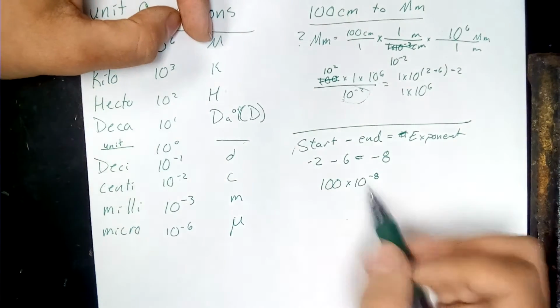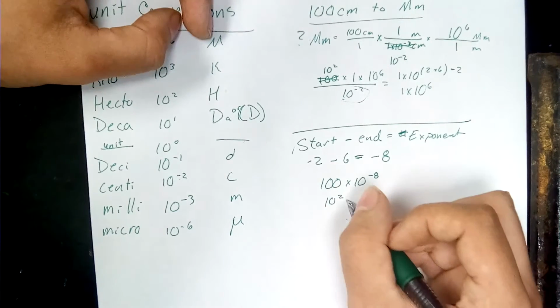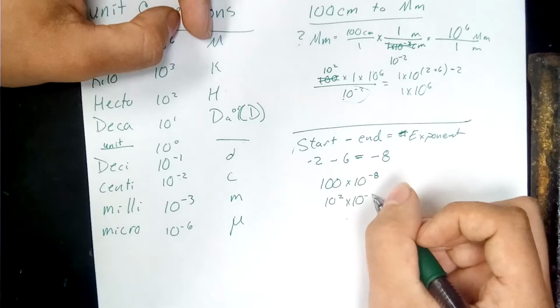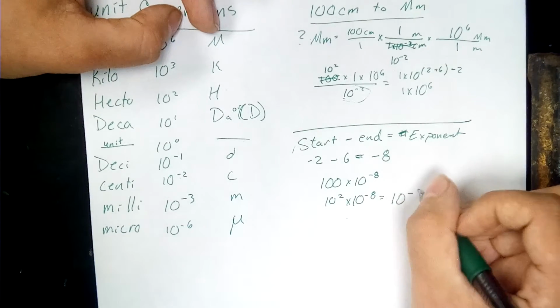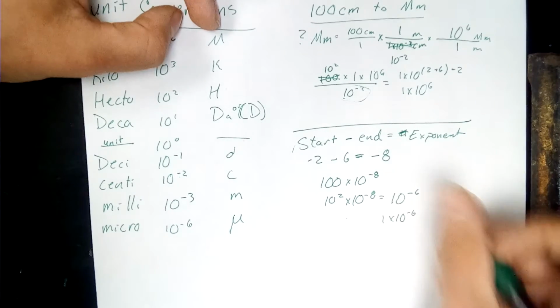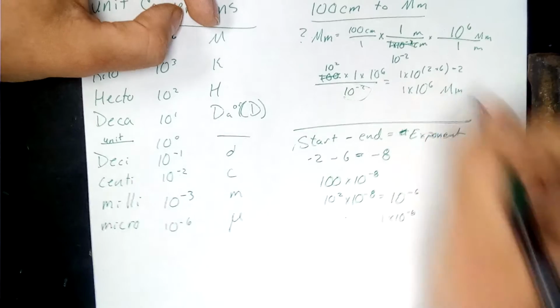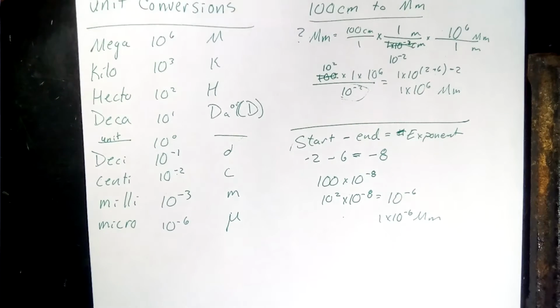We know, or you should know, that 100 is 10 to the second. So we have actually 10 to the second times 10 to the negative 8th. So then that goes to 10 to the negative 6th. So just like before, we have 1 times 10 to the negative 6th. Oh, and I forgot my units. So that's how you can go through and do those.